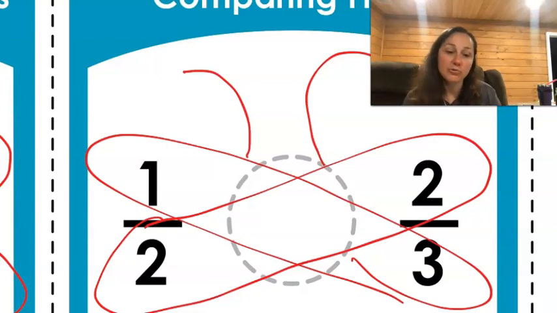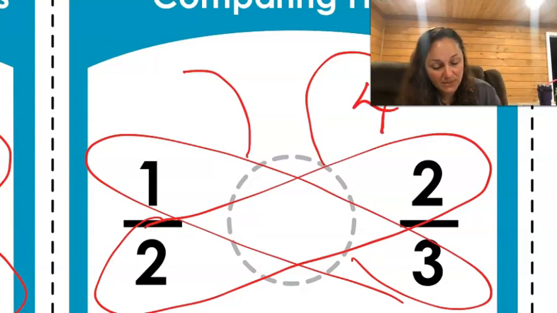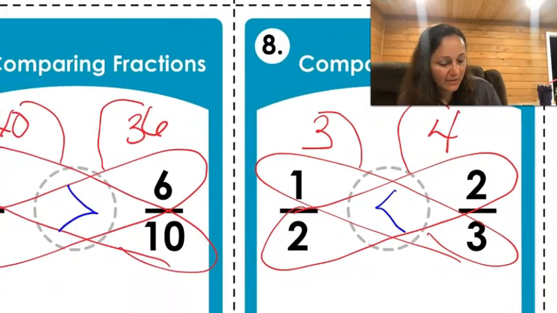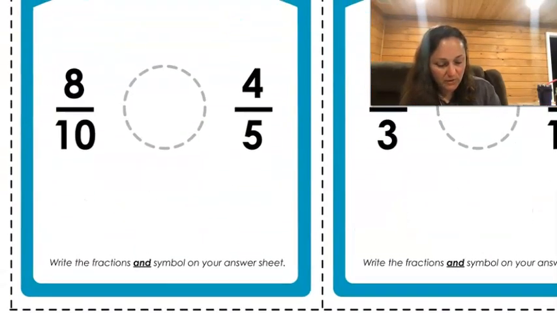All right, so 2 times 2 is 4. Very good. And 3 times 1 is 3. Which number is bigger? Easy peasy. The 4 is bigger, so I would say that 2/3 is bigger. All right, let's try another one. Moving along here.